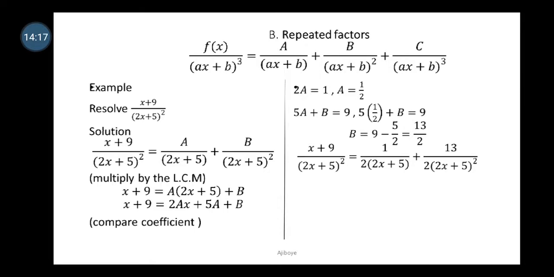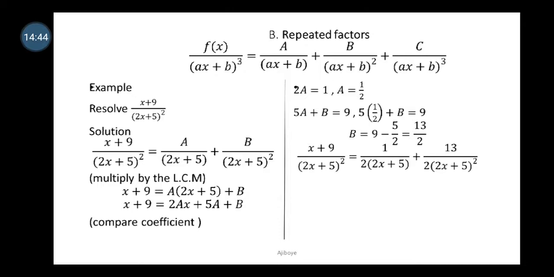We can have repeated factors as the denominator of a complex fraction. So how do we handle such a situation? It's very simple. We take one factor at a time and place a constant as numerator.